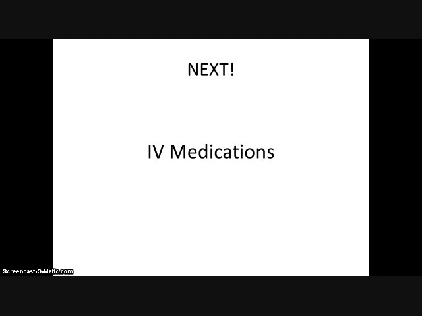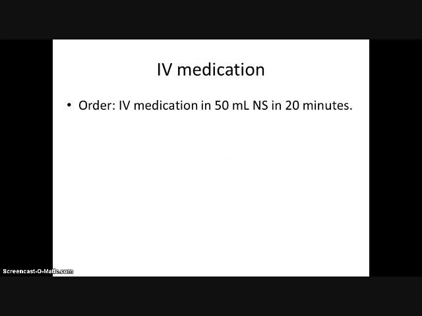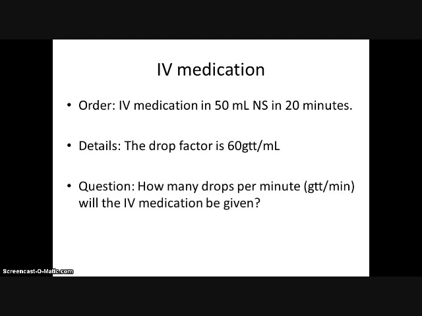So, let's look at our order. We have an order for IV medication to be administered in 50 milliliters of normal saline over the course of 20 minutes. We know the drop factor for this particular medication is 60 drops per milliliter, so in each milliliter there are 60 drops available. We want to know how many drops per minute the IV medication will be given.